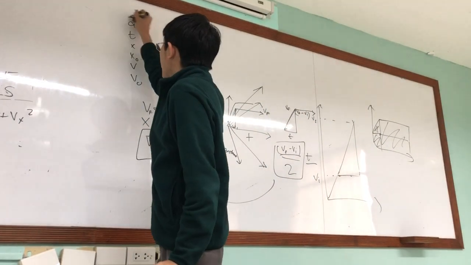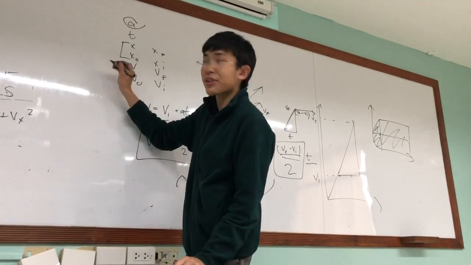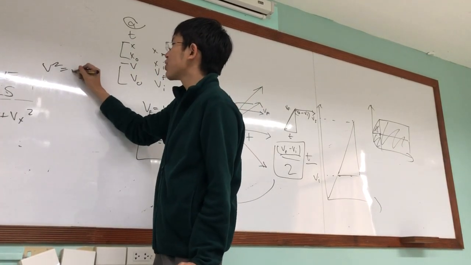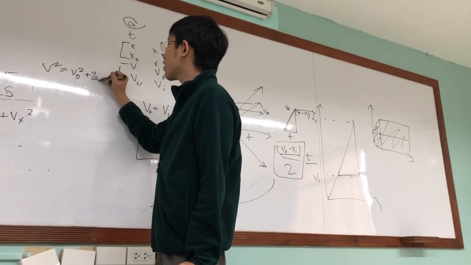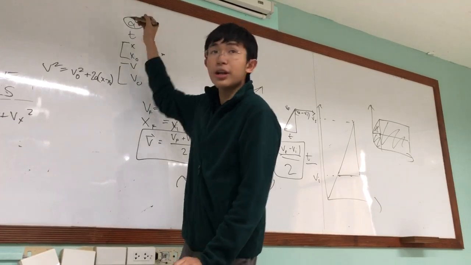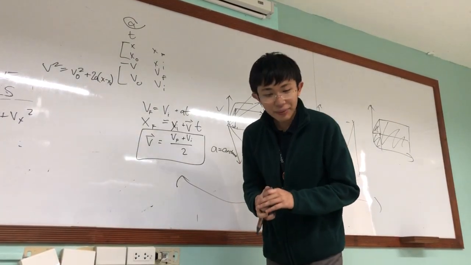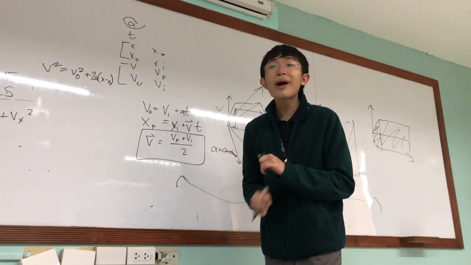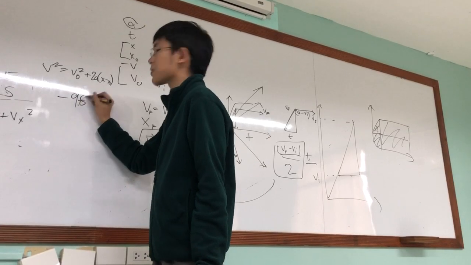Example, if we're solving for a, and we have this and this, but we don't have time, there's an equation for that: v squared equals vo squared plus 2a times x minus xo. Since we don't have time, and we're looking for a, we use that. Make sure you know which one to use. And for free fall, remember free fall acceleration will always be negative 9.8 meters per second squared.